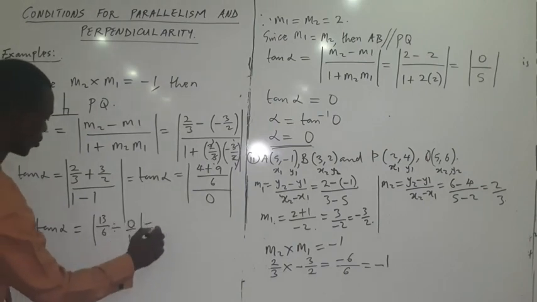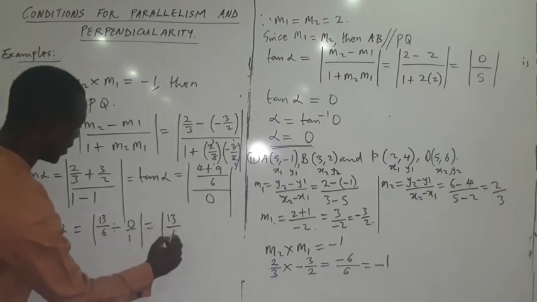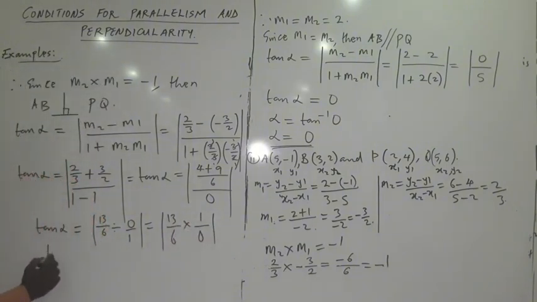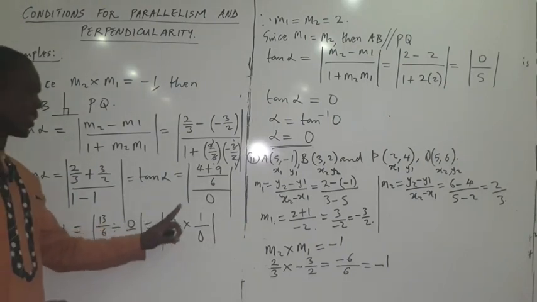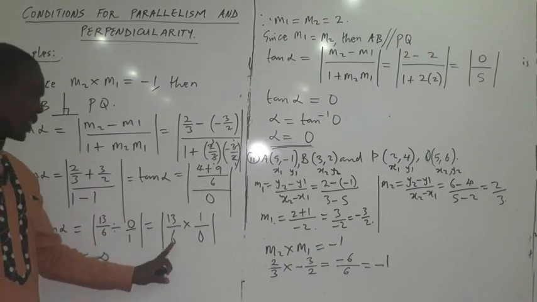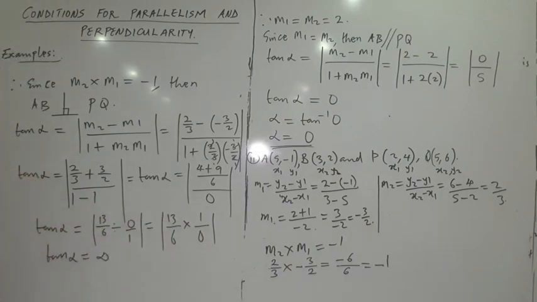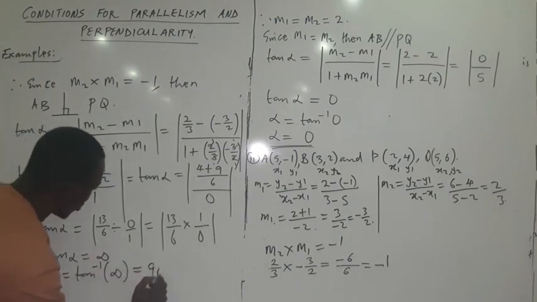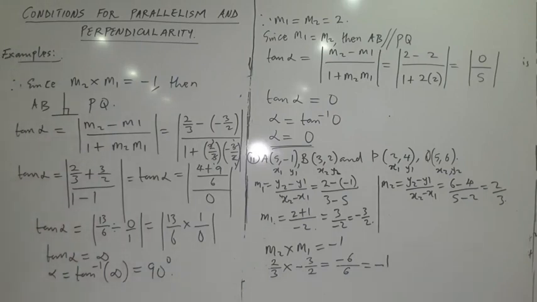So which is equals to 13 over 6 multiplied by 1 over 0. So tan alpha equals undefined, because 13 times 1 is 13, all over 6 times 0 is 0, and 13 divided by 0 is undefined. So therefore, alpha will now be equal to tan inverse of infinity, which is equal to 90 degrees. So the angle between them is 90 degrees.